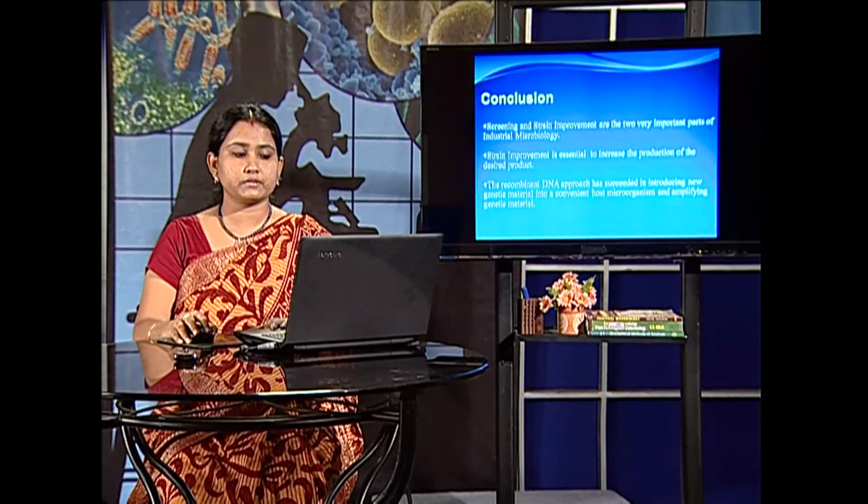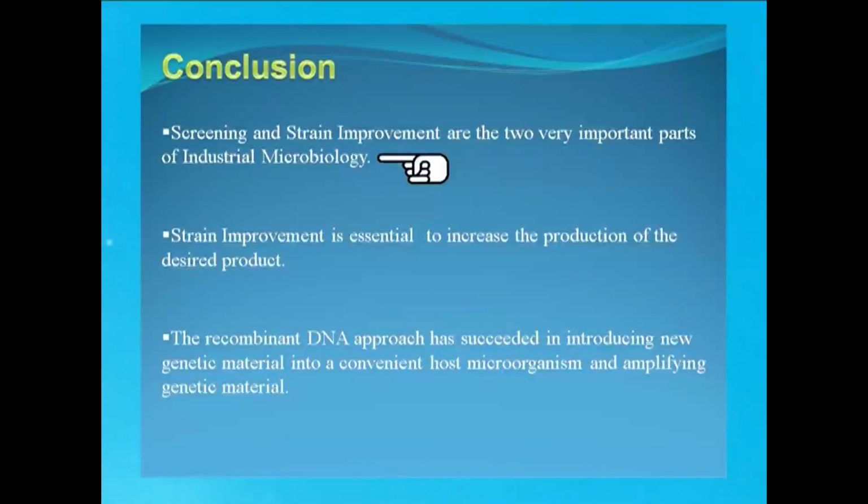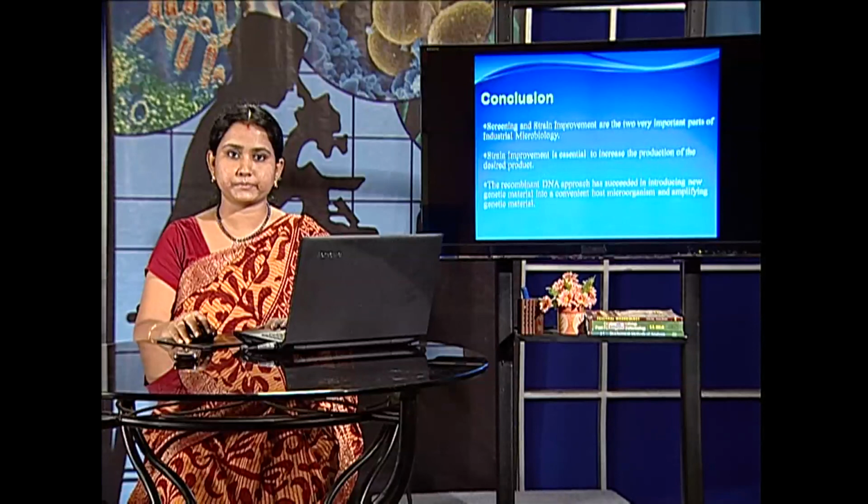Now, the conclusion of the topic. Screening and strain improvement are the two very important parts of industrial microbiology. Strain improvement is essential to increase the production of the desired product, and the recombinant DNA approach has succeeded in introducing new genetic material into a convenient host microorganism and amplifying genetic material. Thank you.